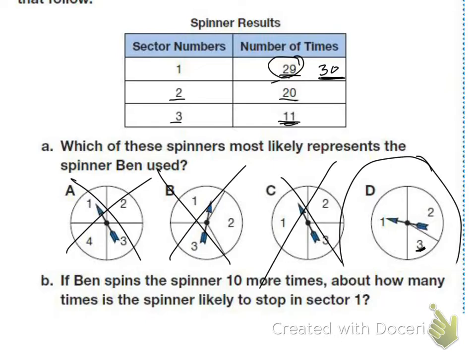Okay, so number B says, if Ben spins the spinner 10 more times, about how many times is the spinner likely to stop on sector 1? Well, he's spinning it 10 times, and we see that it's landed on sector 1 about half of the time. So we can expect it to land on sector 1 half of 10, which is 5 times. Now, this is a probability, so it's not exact, but we can assume that's about how much it would.